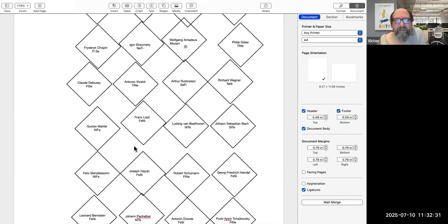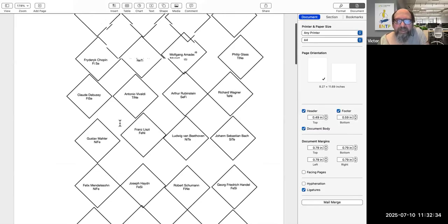Okay. Can everyone see these diamonds here?